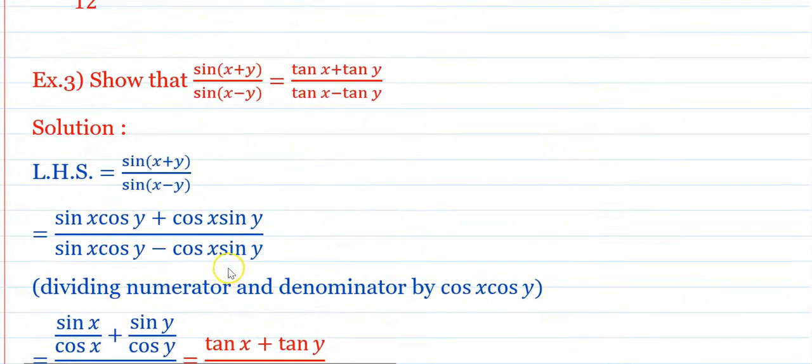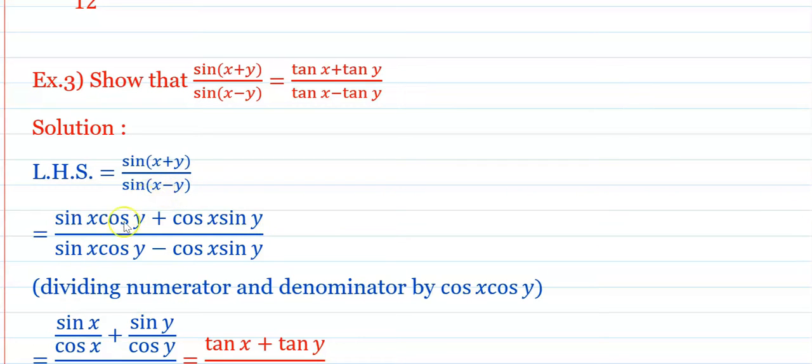Now next, sin of x plus y upon sin of x minus y is equals to tan x plus tan y upon tan x minus tan y. Sin of x plus y upon sin of x minus y. We will do the sin expansion here. Sin of x into cos y plus cos x into sin y. For the denominator, the expansion of sin of x minus y.